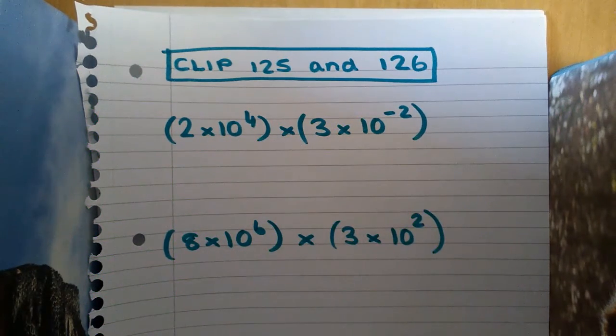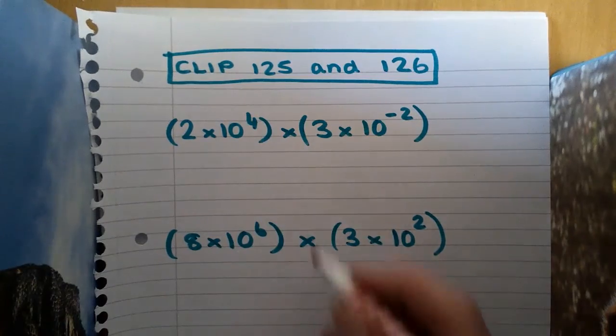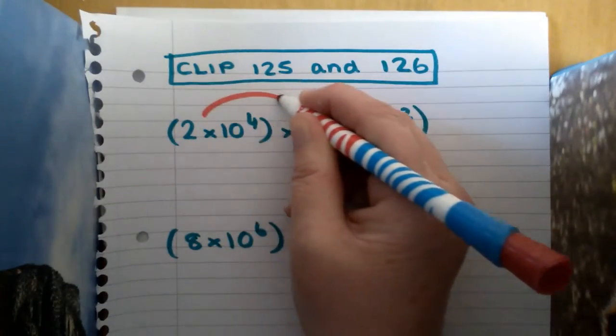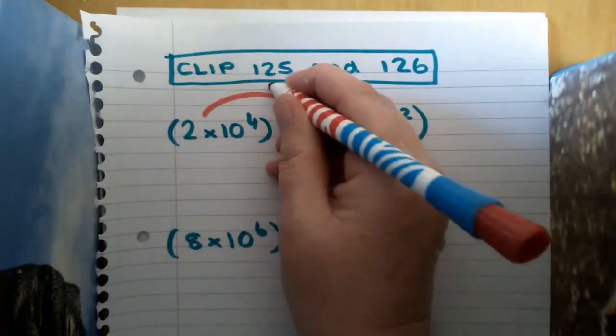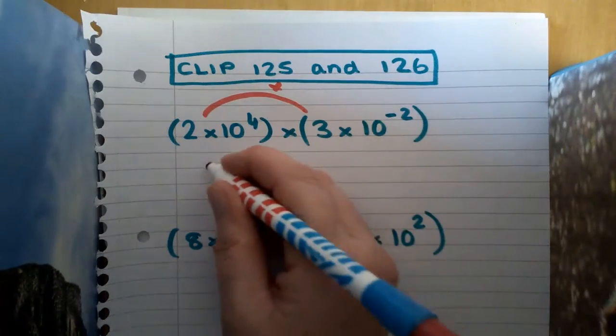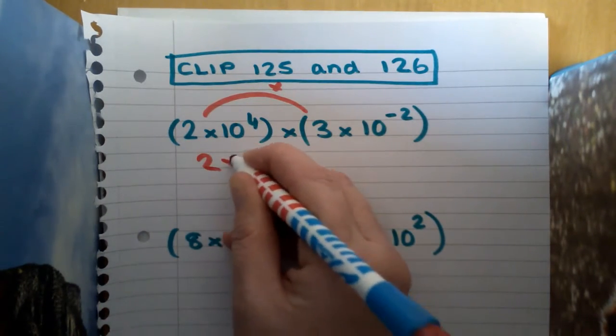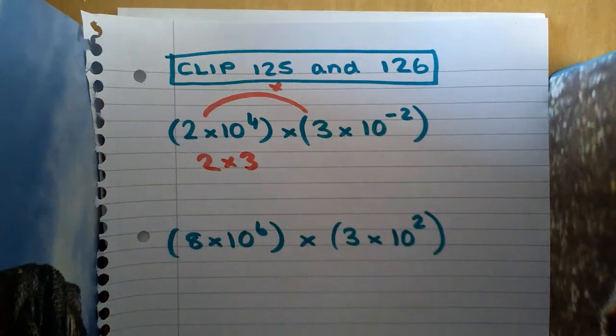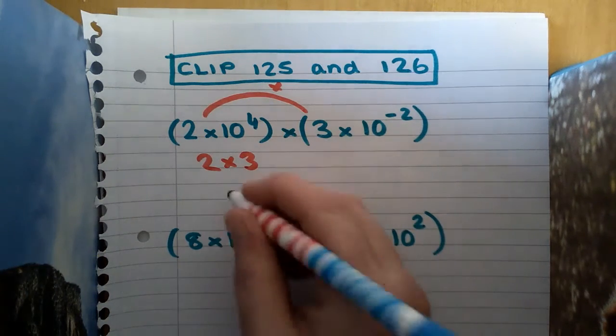So the first thing we do is we multiply the numbers together. So we multiply the digits at the front together. So we do 2 times by 3, and that is 6.